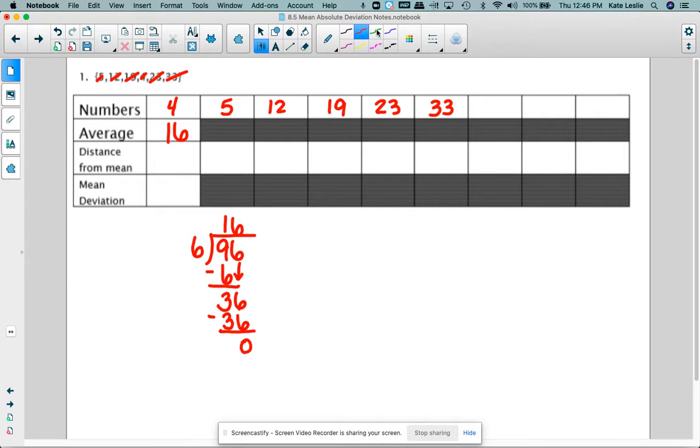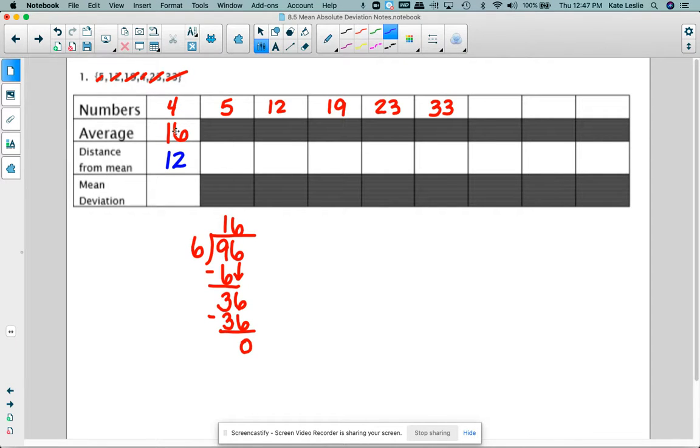Step 3, this is where things get a little different. I am going to take my mean and I'm going to take each number in my data set, and I'm going to find the difference. So I'm going to subtract. I want to know, what is 16 minus 4? And that's 12. So I'm creating a whole new data set. As you can see, I always want my value to be positive. So I'm subtracting the 4 from the 16, not 16 from 4.